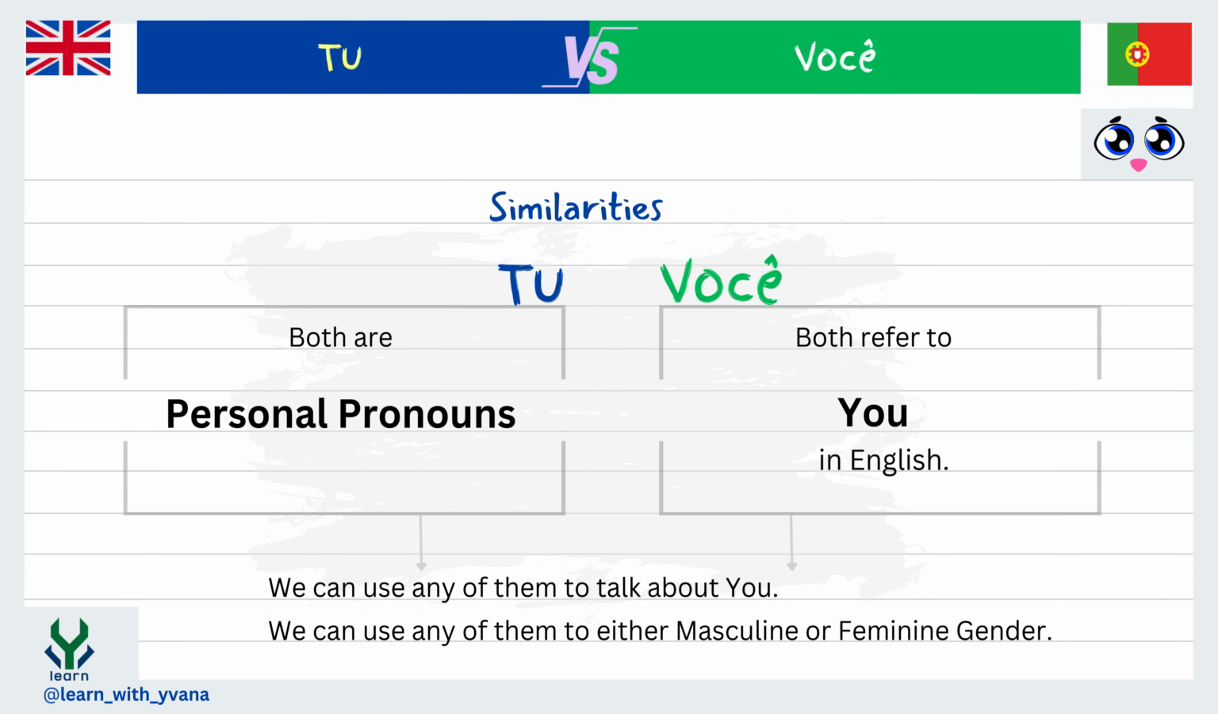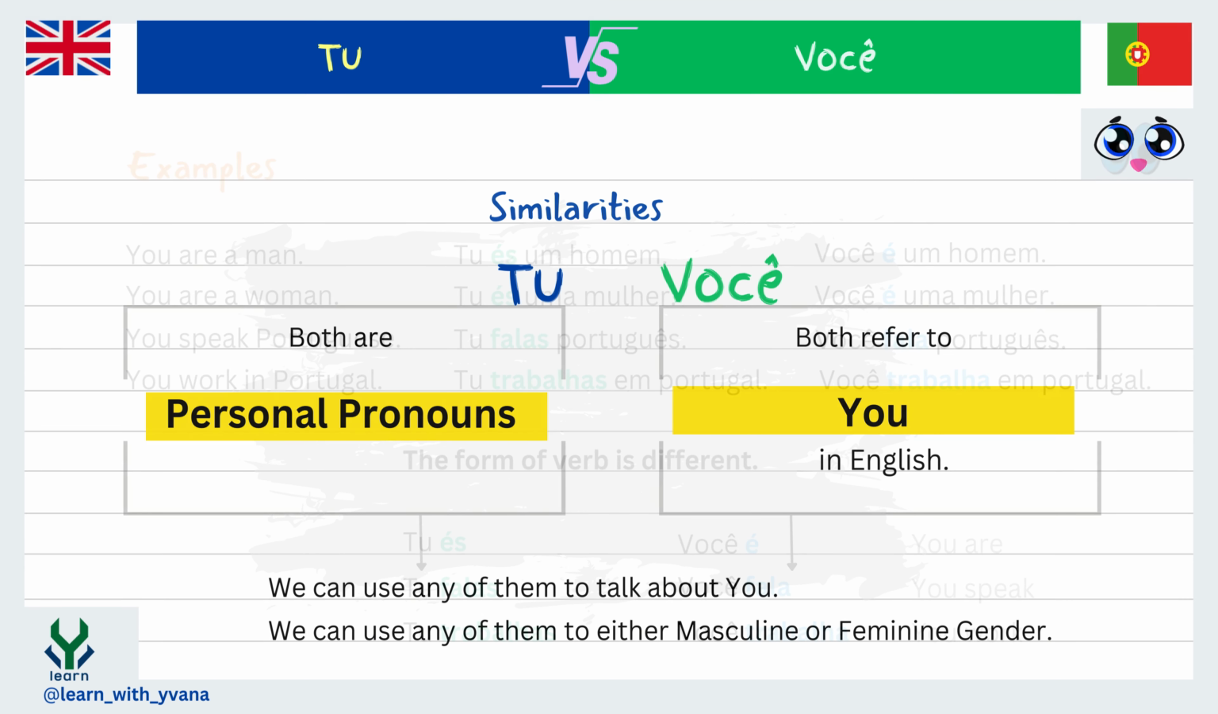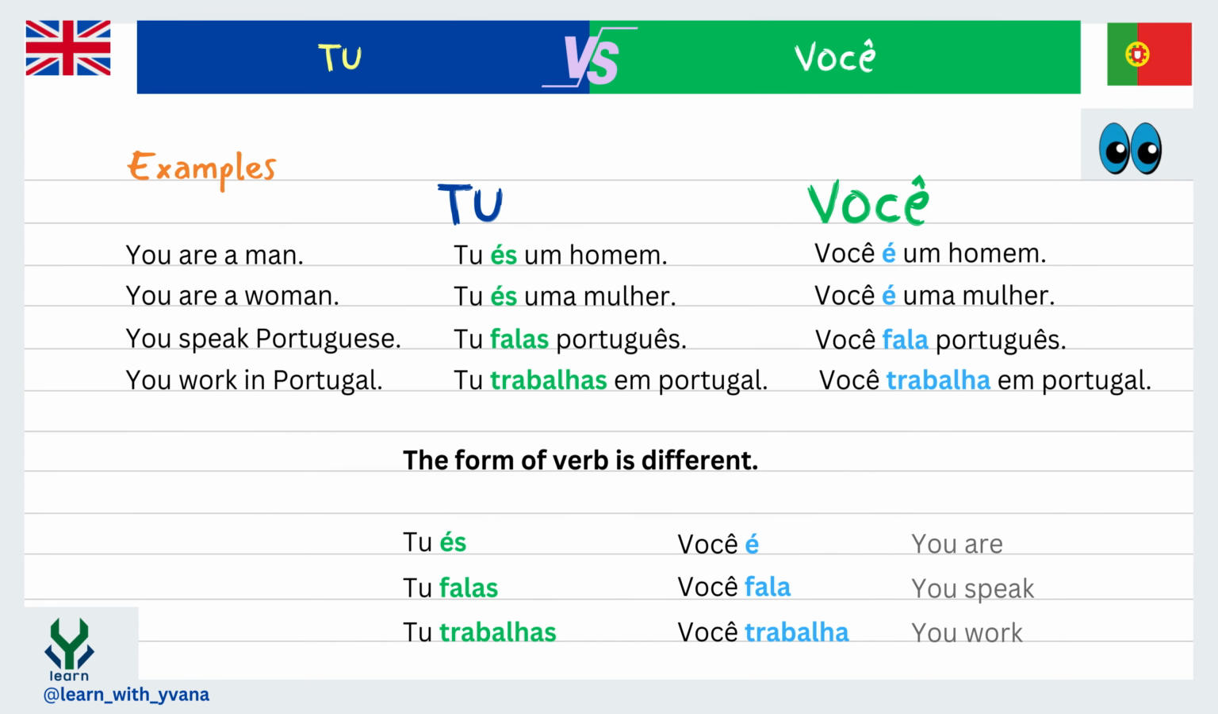Let's see the similarities first. Both are personal pronouns. Both refer to you in English. We can use any of them to talk about you. No matter if we are talking to a male or female, we can use either tu or você. Let's look at some simple examples and then discuss them in more detail.